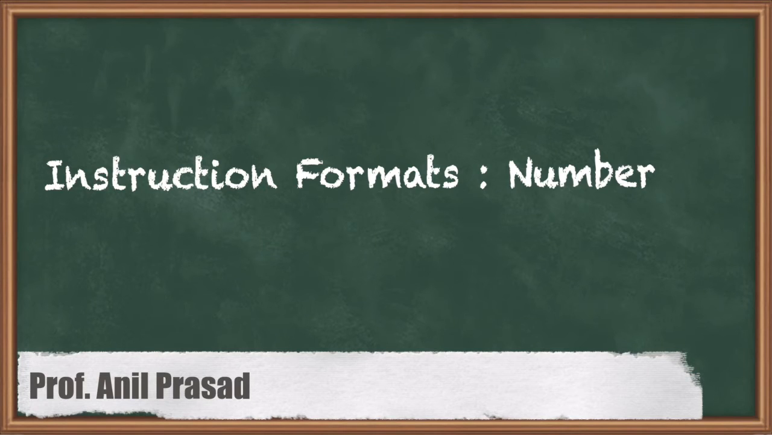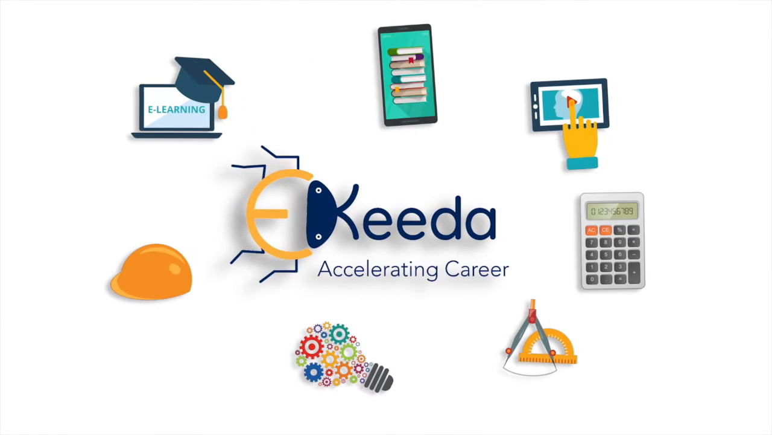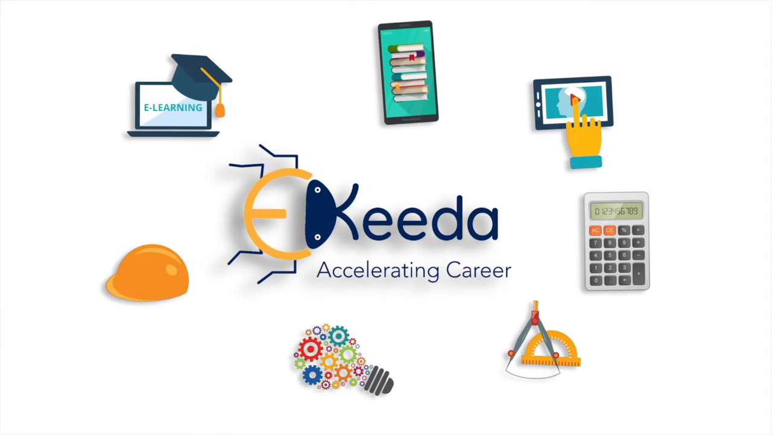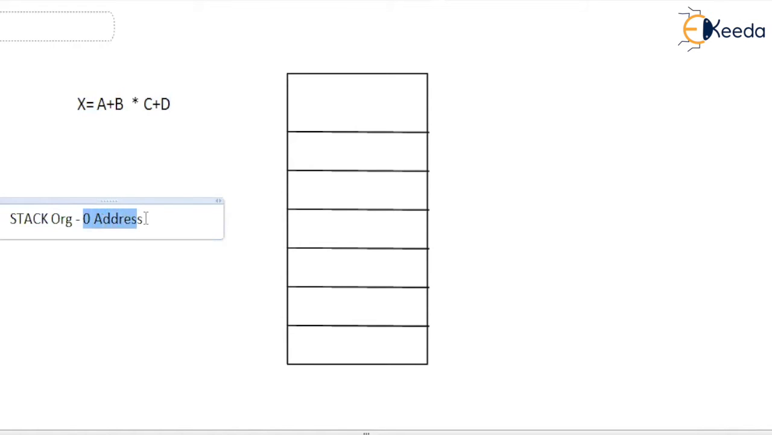In this session, we are going to see how the same expression, that is x is equal to a plus b into c plus d, will get executed on a system in which there are zero addresses, on a system which does support only zero address instructions. What is a zero address instruction? These zero address instructions can be seen in the stack organization. Okay, how this is going to work, let us see.